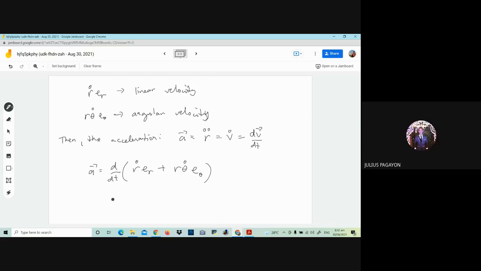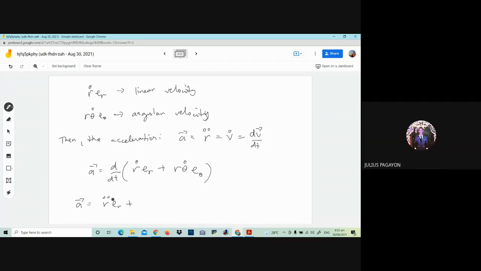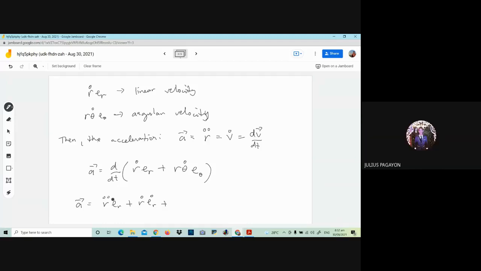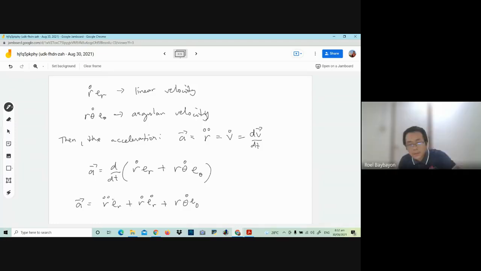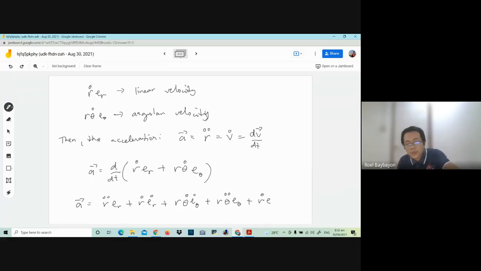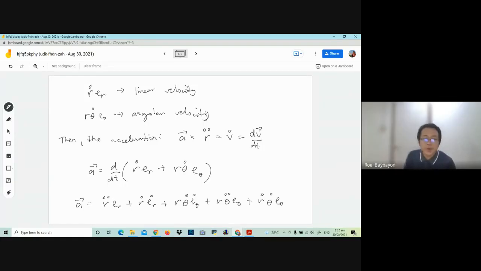Acceleration is equal to r double dot e_R, plus r dot e_R dot, plus r dot theta dot e_theta, plus r theta double dot e_theta, plus r theta dot e_theta dot, plus r dot theta dot e_theta. Okay. So this is the acceleration of the particle in plane polar coordinates.